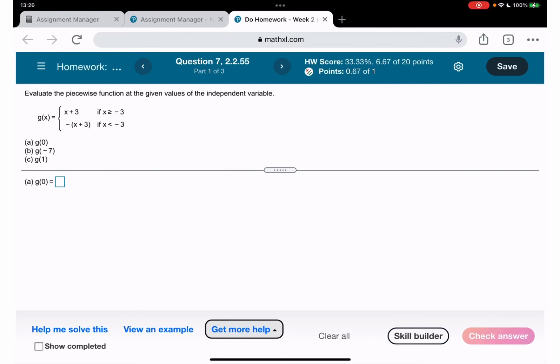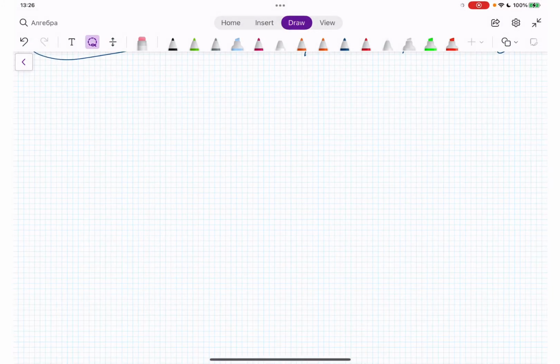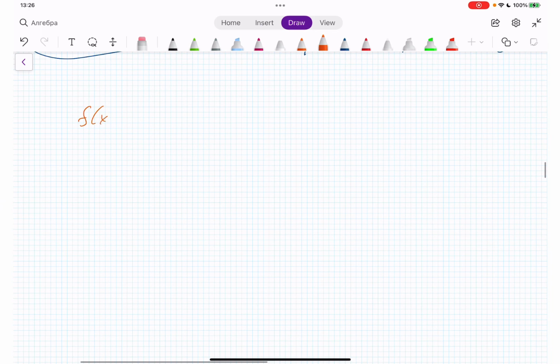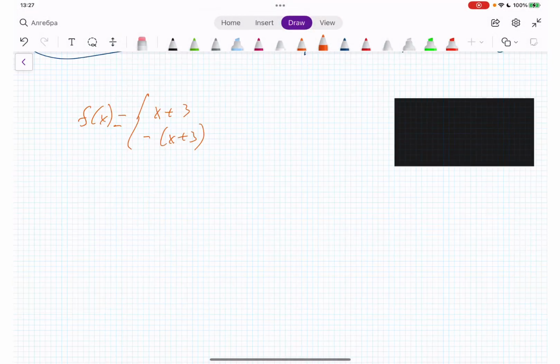Question number 7. We have a piecewise function. Piecewise meaning two pieces of different functions, x plus 3 and negative x plus 3, with their conditions. So f of x is equal to x plus 3 and negative x plus 3. Let me write down the conditions also: x greater or equal negative 3, and x is less than negative 3.